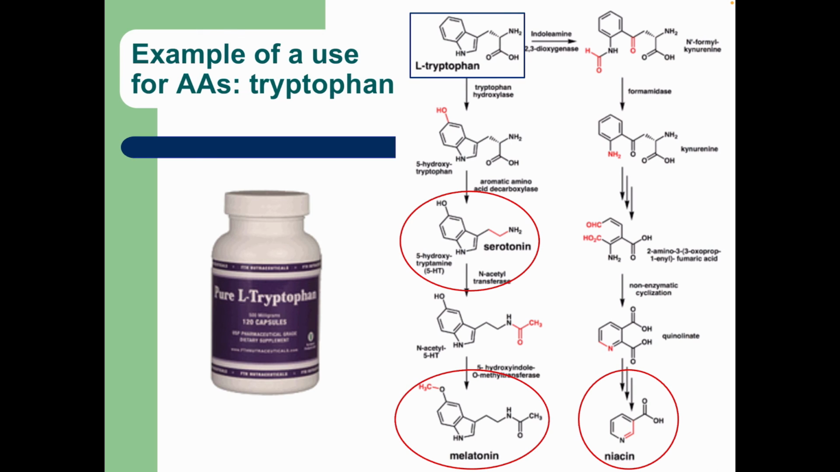So an example of the use of amino acids is tryptophan. And this is a medication, so you can see a pure tryptophan supplement. So here we can see tryptophan is broken down to serotonin and then into melatonin. We also have, it can be broken down to niacin.